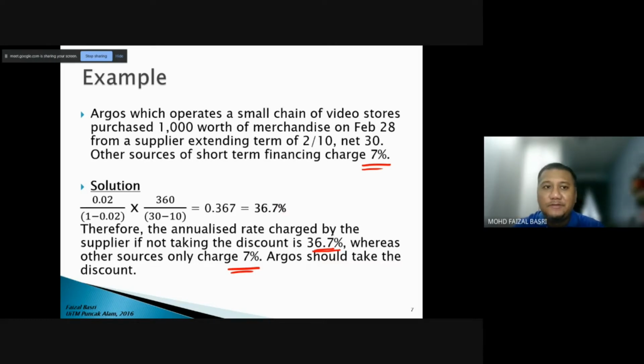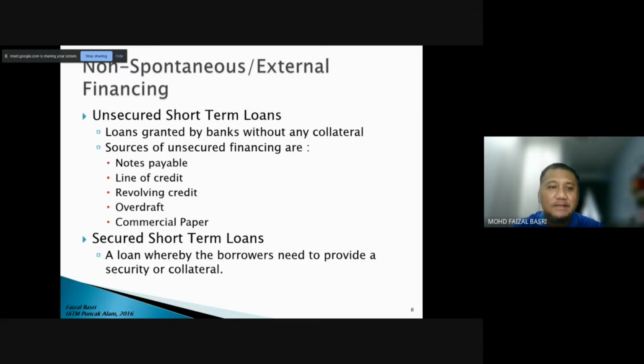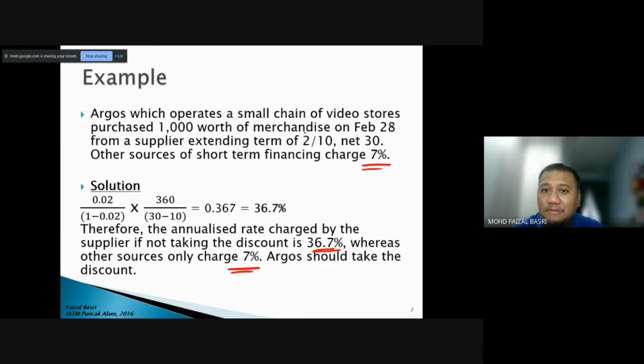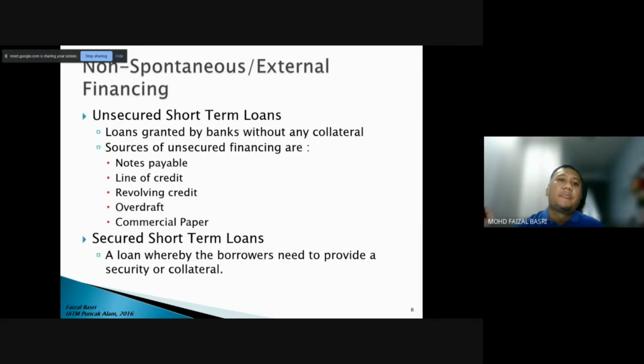Okay, so that's our first example from internal financing, specifically from trade credit. We just need these credit terms, and with these three items, we can calculate our AOC. Okay, now we move on to the external sources.